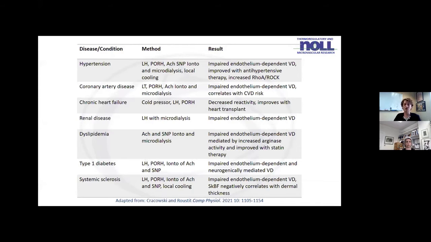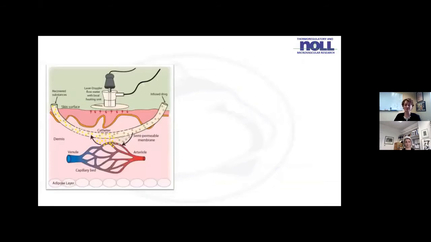And I'd like to point you to a very nice resource. This is a chapter that just came out in Comprehensive Physiology in 2021, which is beautifully written and comprehensive, as the name would entail. So today I'm going to be talking about intradermal microdialysis as this method for administering micro-concentrations of pharmacological agents directly to the cutaneous vasculature.